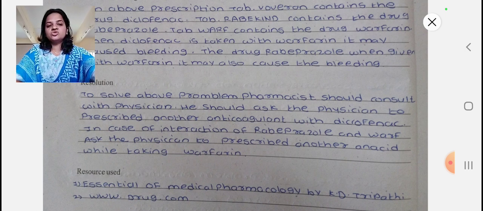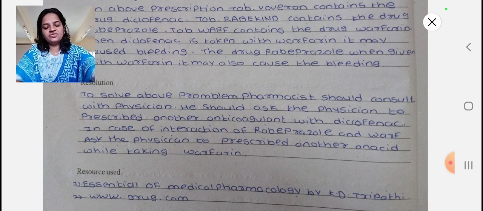And in case of the interaction of rabeprazole and warfarin, ask the physician to prescribe another antacid while taking this warfarin. So in this way you can solve the problem, that is, ask the physician to prescribe another anticoagulant drug with the diclofenac, or in the case of rabeprazole and warfarin, ask the physician to prescribe another antacid while taking the warfarin.